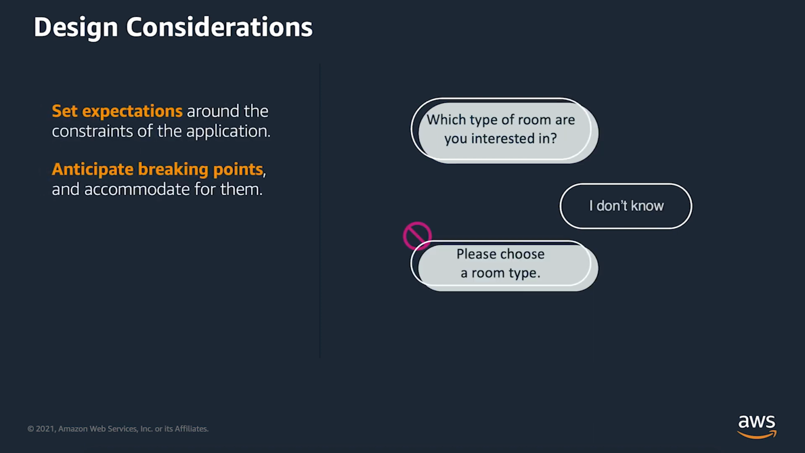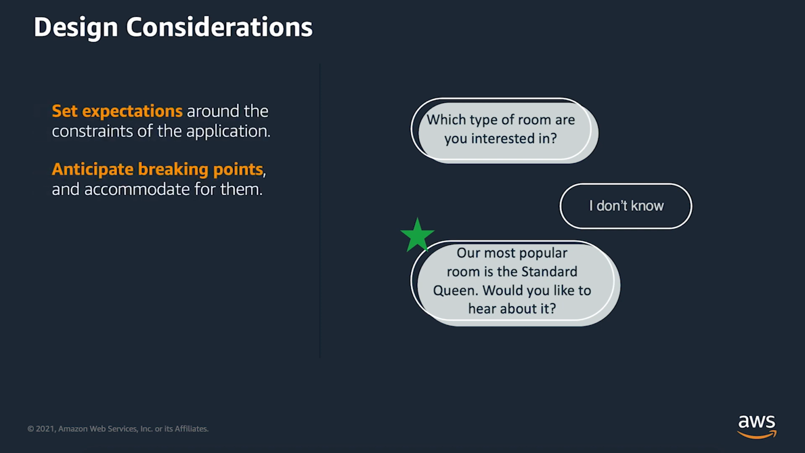Another thing to think about would be to anticipate breaking points and accommodate for them. So on the right, we have, which type of room are you interested in? The user doesn't know what rooms are available. Do you have suites, kings, queens, what's available? And so here the bot is just surfacing another prompt that says, please choose a room type, but it doesn't give any additional information. So the user still doesn't know what's available. So instead you could consider something like, what type of room are you interested in? The user says, I don't know. And you could surface something like, our most popular room is the standard queen. Would you like to hear about it? Providing the user with information that will help them have a successful interaction with your application.